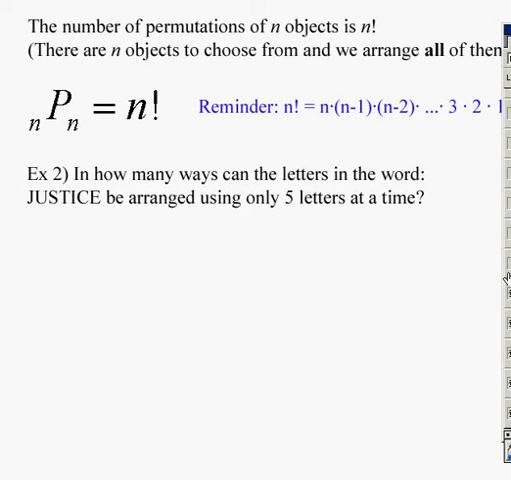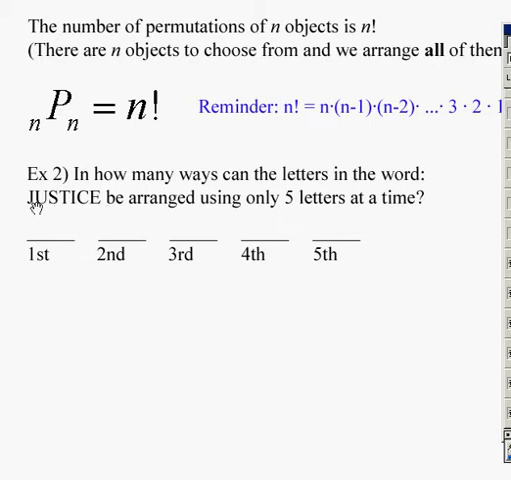Now, in certain situations, we are going to do slightly different things. What we've done so far is we've chosen all the letters available. Let's look at the word justice. We got 1, 2, 3, 4, 5, 6, 7 letters, but we're only going to choose to arrange 5 of them.